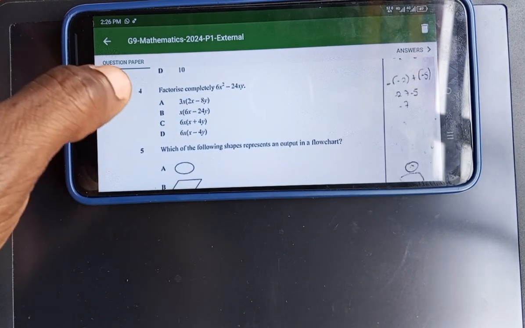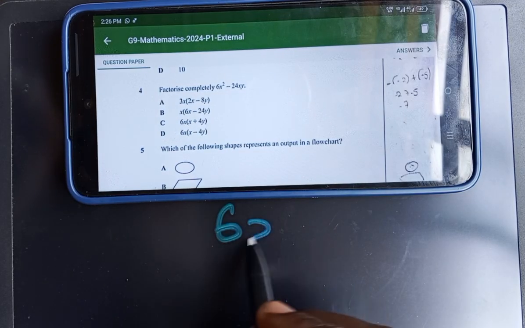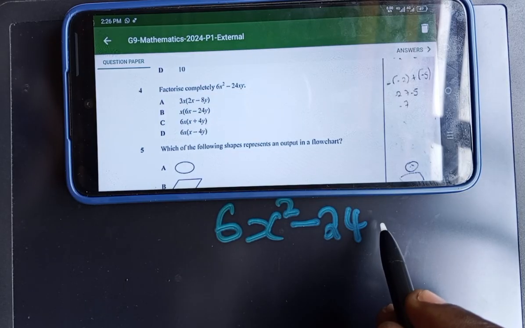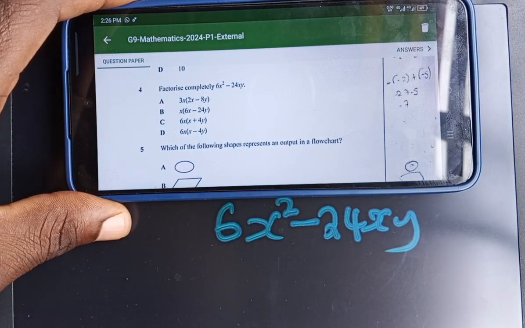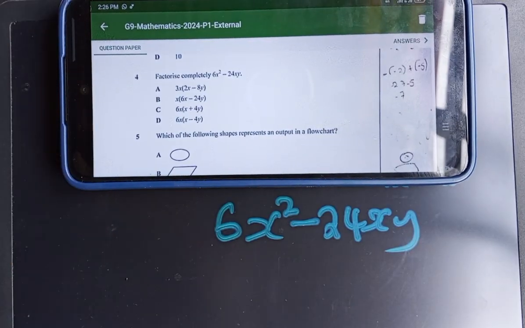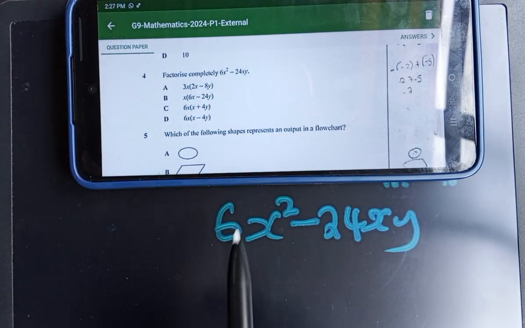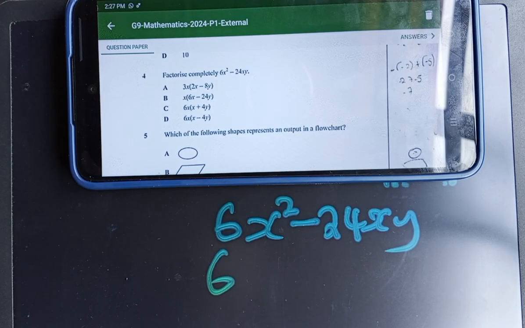Number 4 is saying factorize completely, which is 6x squared minus 24xy. To factorize is simply to look for a common factor. This particular moment, as you can see, 6 can go into 6, and the same 6 can go into 24 without leaving a remainder. So 6 is common. What else here?